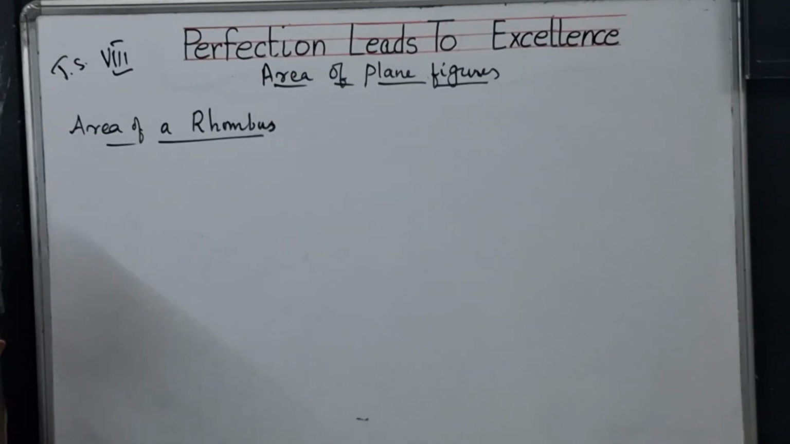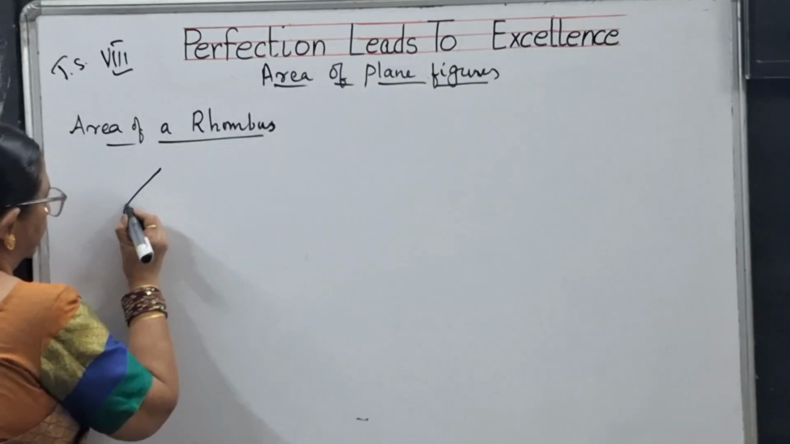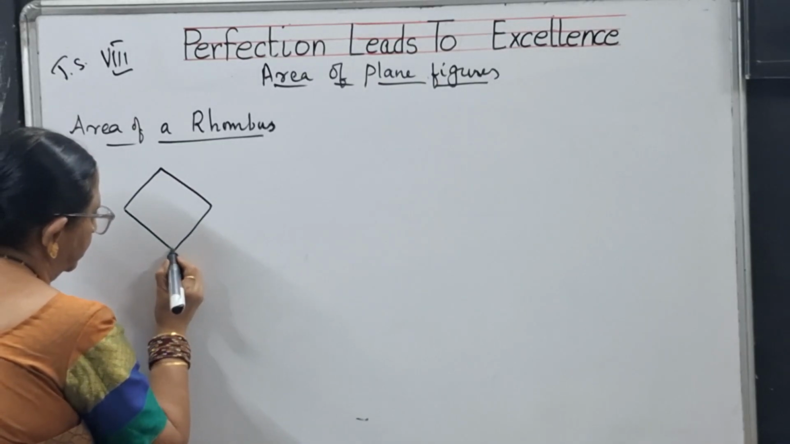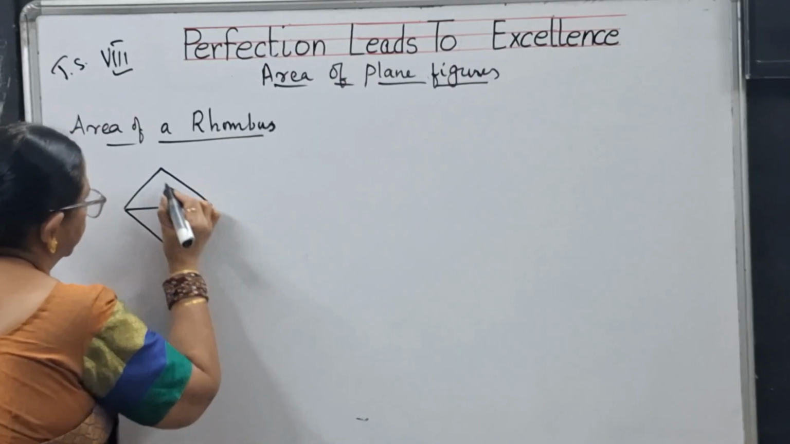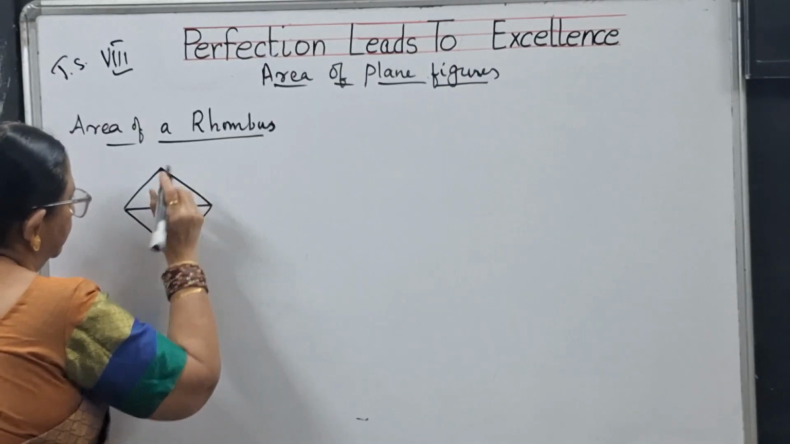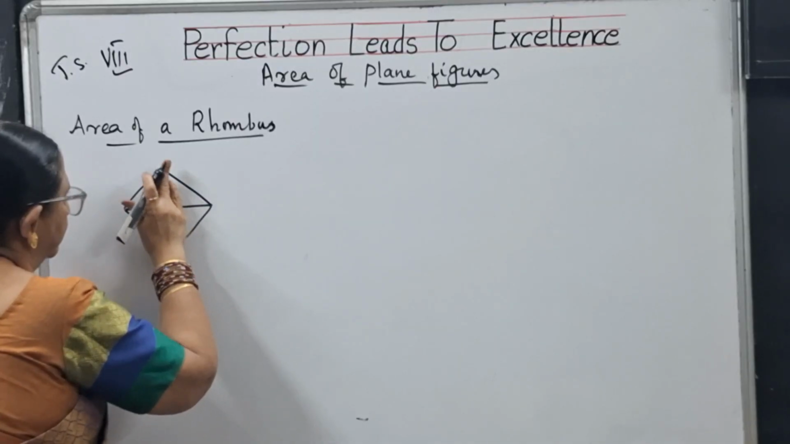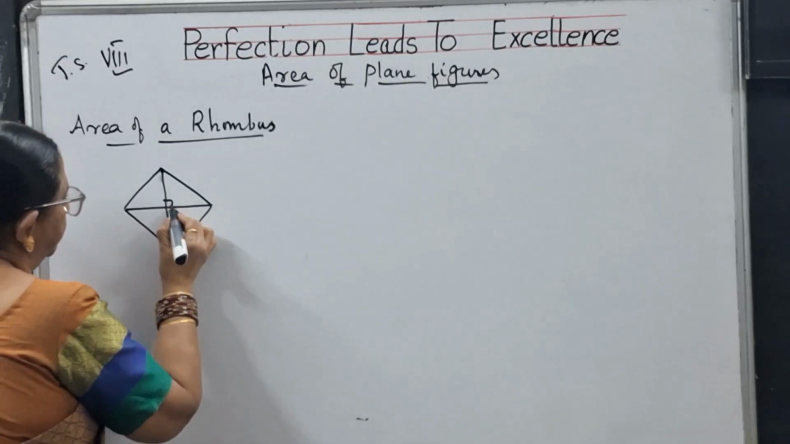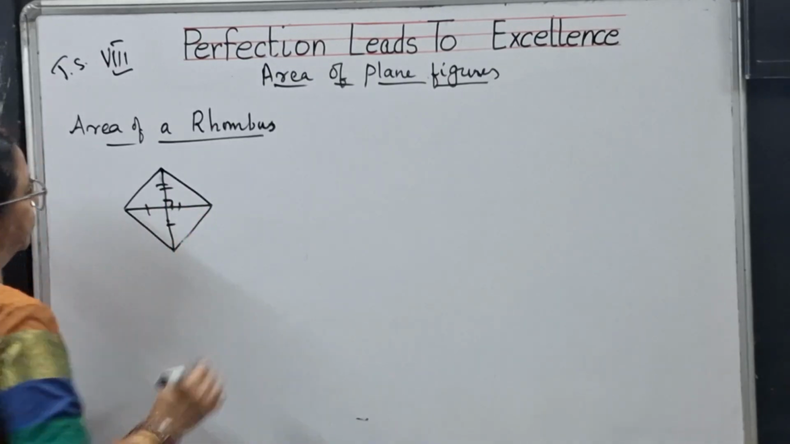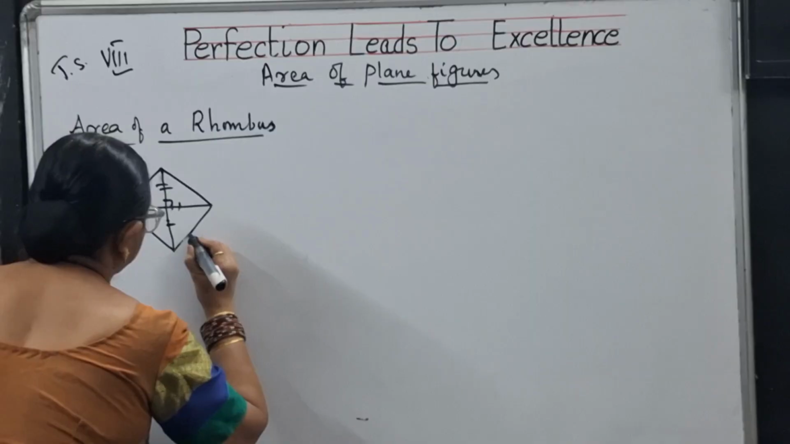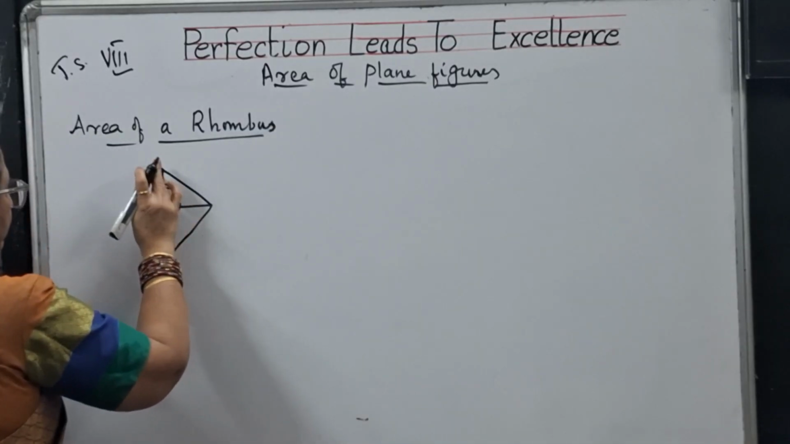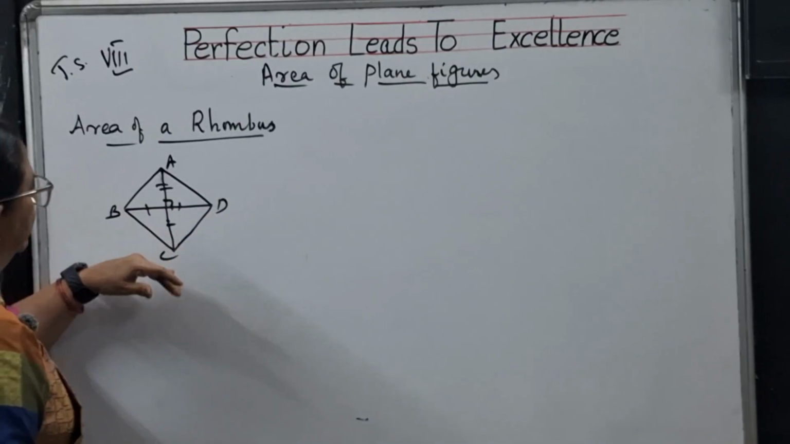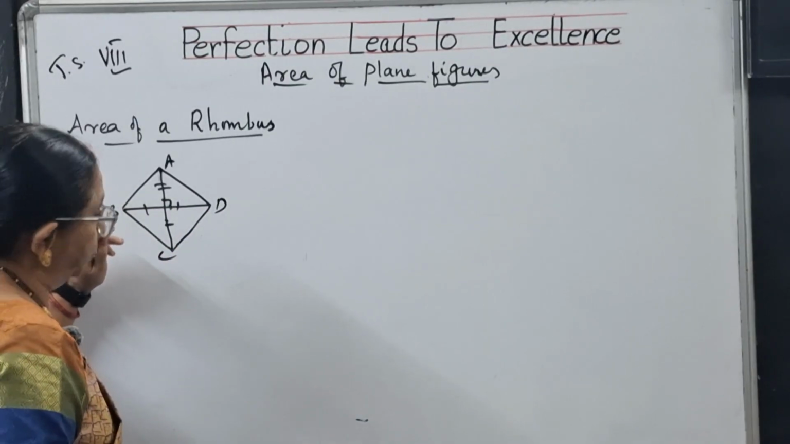Now we are going to talk about the area of a rhombus. A rhombus is a figure in this way in which the diagonals are perpendicular bisectors. If you have diagonals that are perpendicular bisectors, then that is a rhombus ABCD in which all sides are equal, and diagonals are perpendicular bisectors.